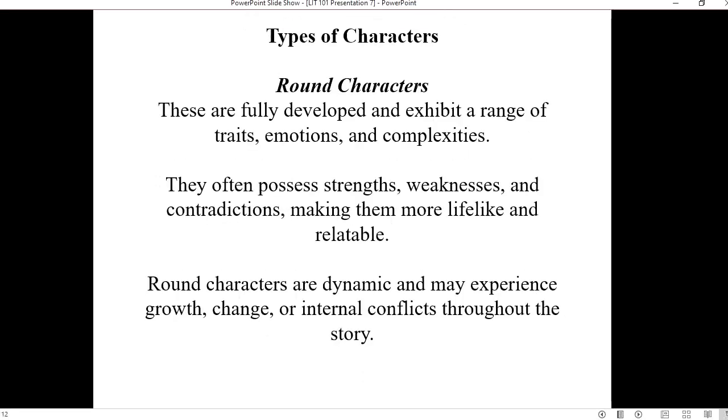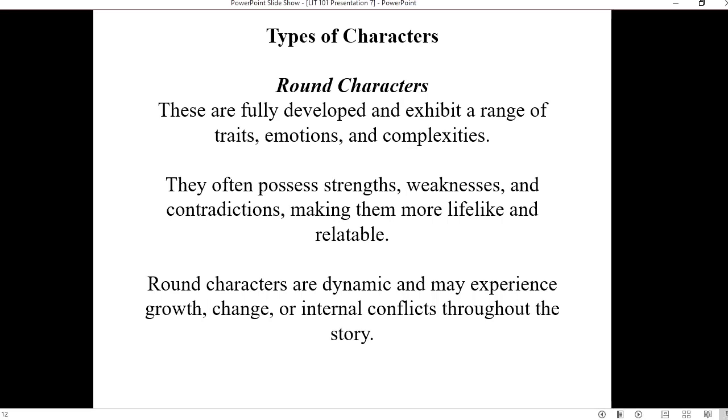Another type of character under the element of prose fiction, where we are looking at characterization, is the round character, or round characters. Round characters are fully developed characters. They exhibit a range of traits, emotions, and complexity. So they have their strengths, their weaknesses, their contradictions, which make them have some relationship with reality. So we can use them as a template for reality, where we can learn a lesson.